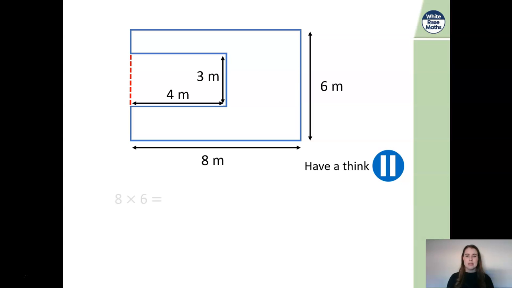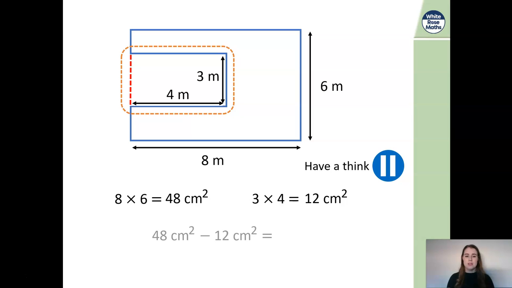So I know that I've got 6 times 8, so I know that 8 times 6 is going to be 48 centimetres squared. All I have to do now is remove the area of the missing shape in the middle that we created when I drew the extra line. So 4 times 3 is 12. So all we now need to do is 48, take away that 12 centimetres squared, to give us the answer 36 centimetres squared.